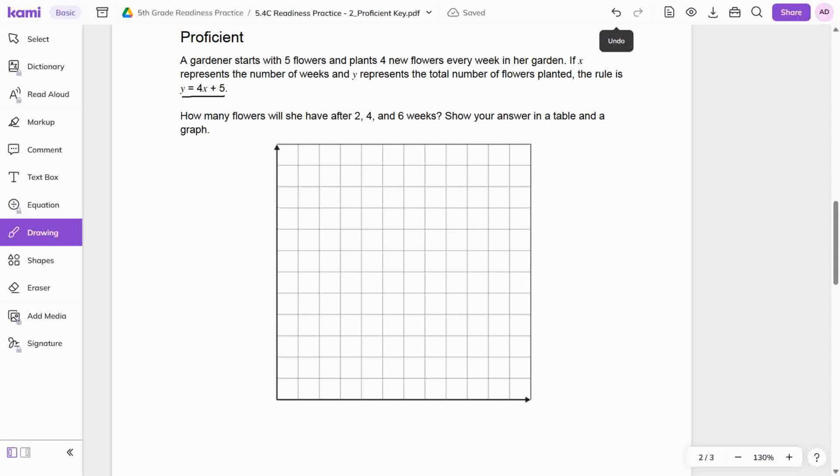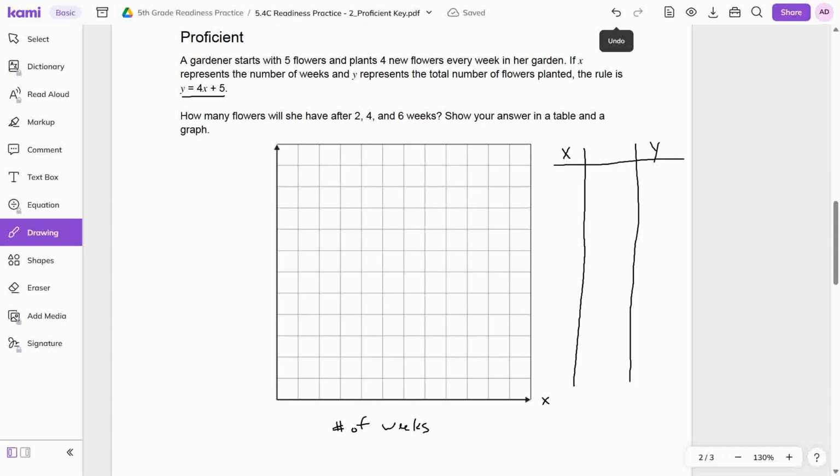All right, so x, let's label these here. X is going to be the number of weeks. I'm going to put number of weeks. Also going to use that in a table here. I'm going to make an XY table, and I'm going to leave myself a little bit of room for an expression here. And that's going to be my rule.